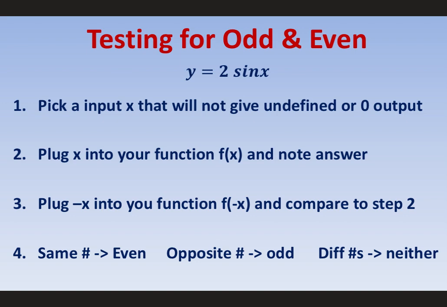If your answers are the same exact number, and I don't mean the same exact number to like 1 decimal place, 0.45 and 0.47 are not the exact same number. If it's the exact same number for as long as your calculator screen holds, then it's even. If they're opposite numbers, meaning exact same numbers, but one is positive and one is negative, then our graph is odd.